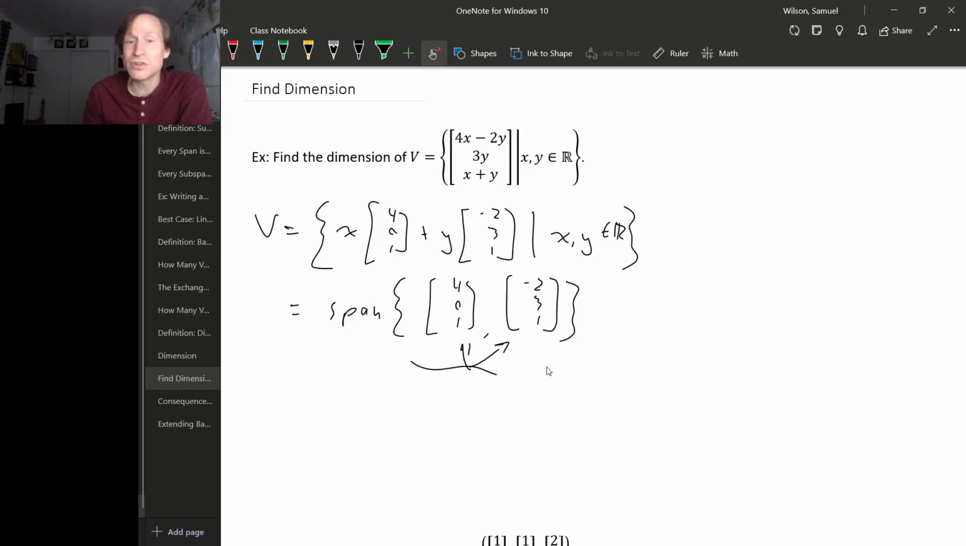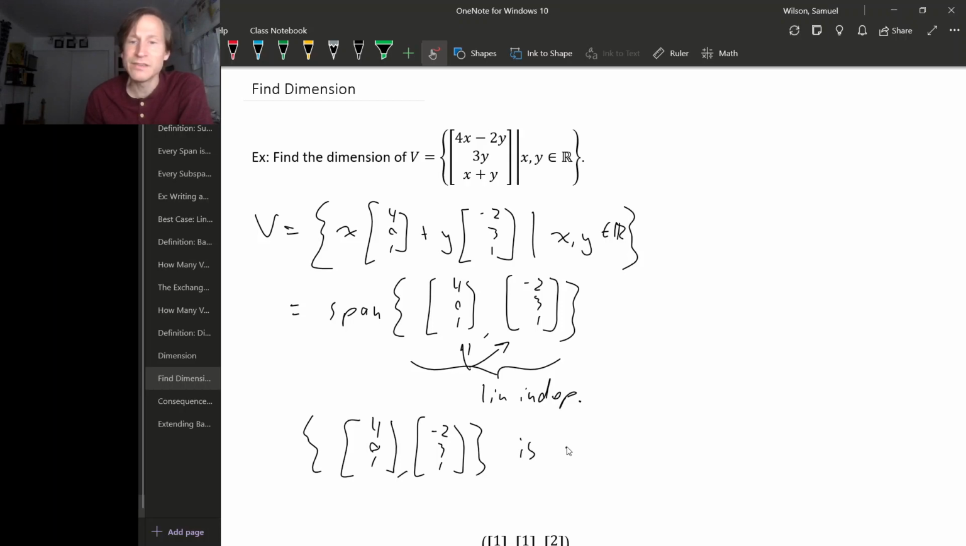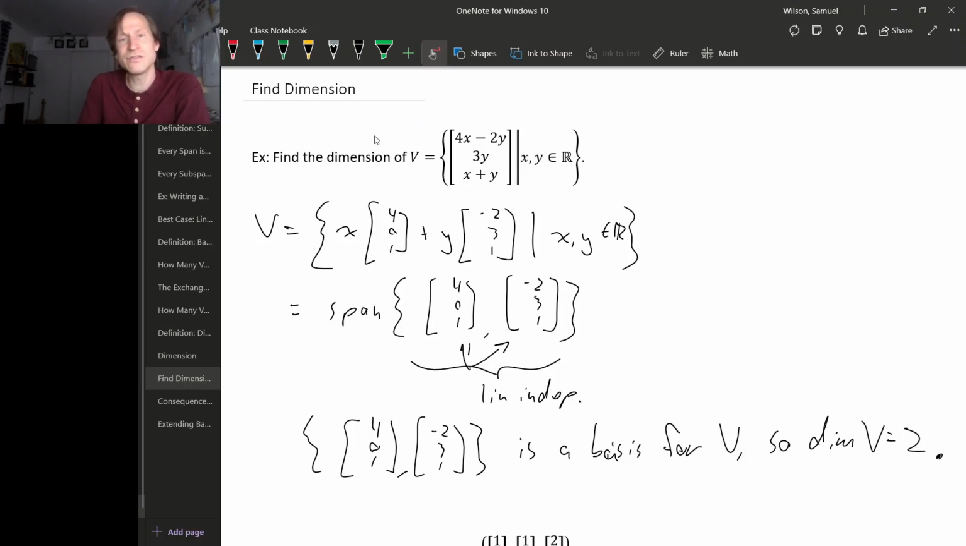So these two vectors are linearly independent, and they span V. And that means that this collection of vectors, (4, 0, 1) and (-2, 3, 1), is a basis for V. And that means that the dimension of V is just the number of vectors in this basis, and that's 2. So this subspace has dimension 2.